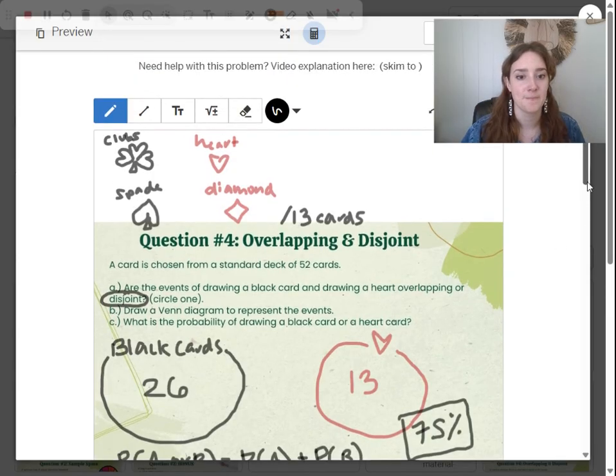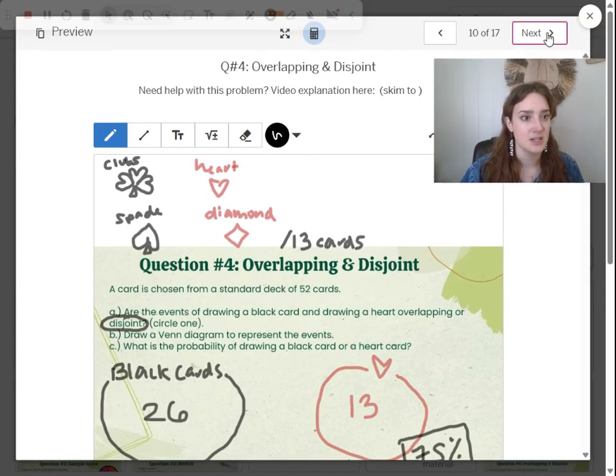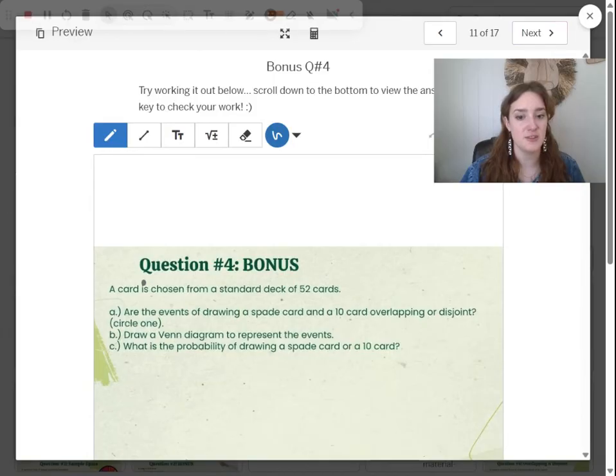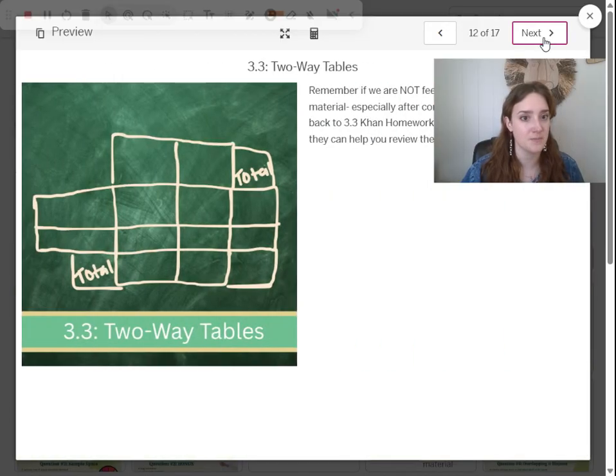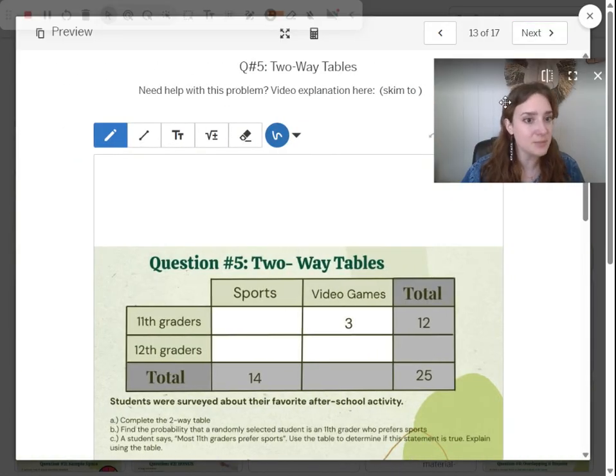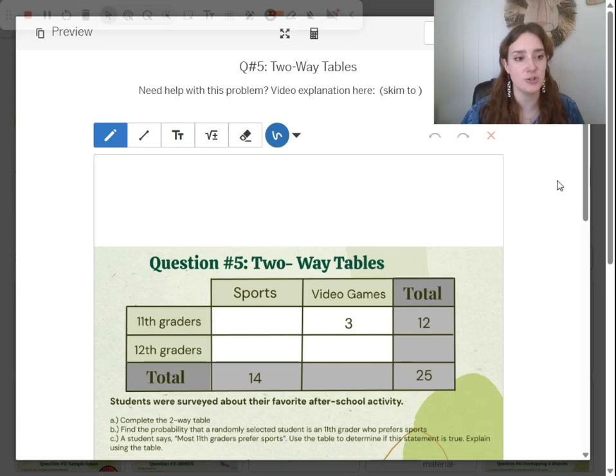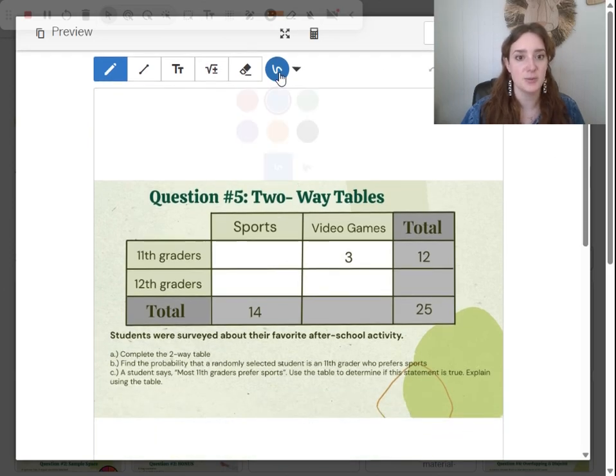Okay. Overlapping, disjoint. So bonus, try this one on your own. Different event, same process, and then you can scroll to the bottom to check your work. All right, our last problem, question number 5, is looking at two-way tables. So we're going to fill this in and answer some questions about this table. Students were surveyed about their favorite after-school activity. Complete the table. Okay, so let's start there.